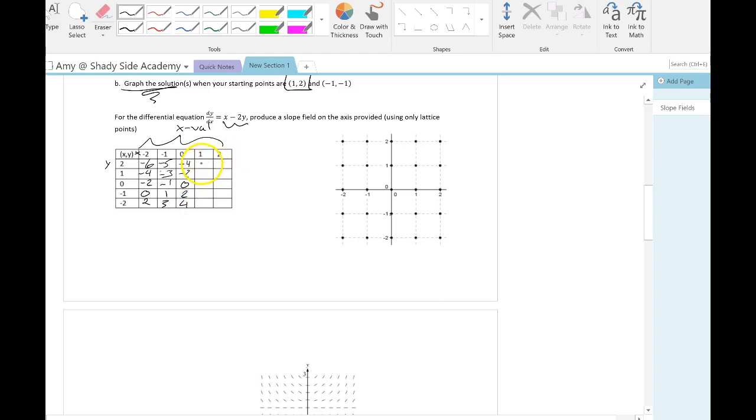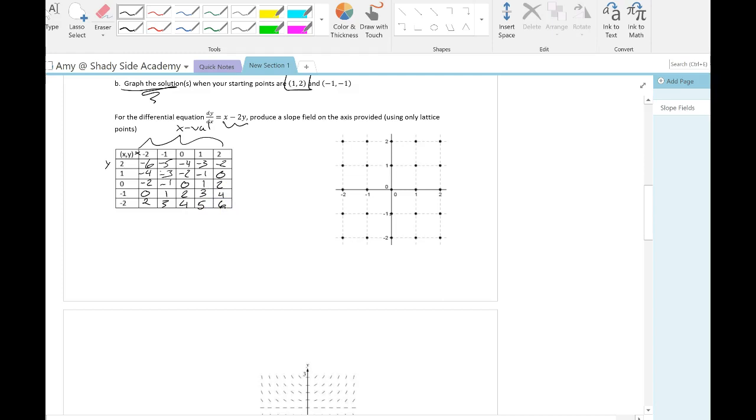Okay, 1 minus 4, we got negative 3. 1 minus 2 is negative 1, 1, 3, 5. And so on and so forth. So I have 2 minus 4, so that's negative 2. 2 minus 2, 0, 2, 4, 6.